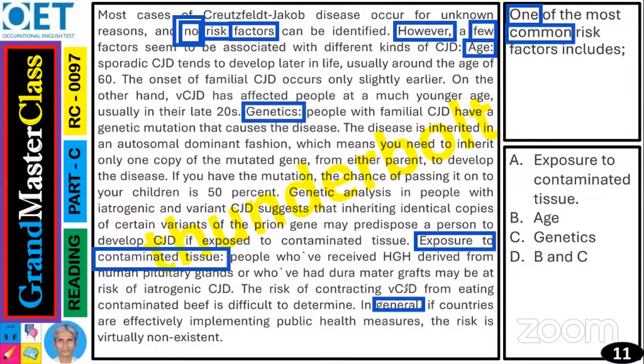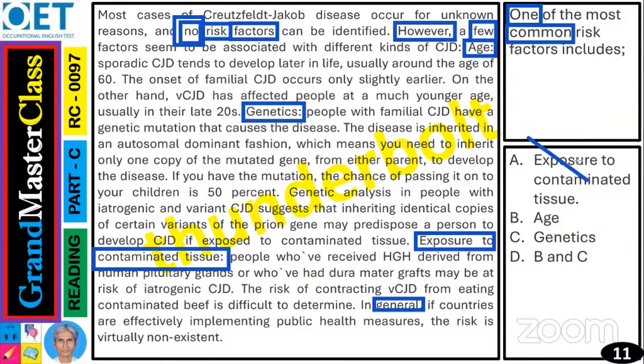So the risk of contracting vCJD from eating contaminated beef is difficult to determine. So the risk is not able to be determined. Difficult means not noticed. So it is not common. Okay. Risk factor is not common. It is not known, first of all. So we cannot understand the risk of eating this. Yes or no, we don't know. Okay. So A is ruled out.